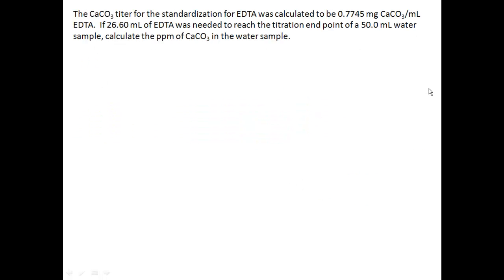Then once we had the titer, we took that, since that's a standardization of how much calcium carbonate per every milliliter EDTA, and we did that to an unknown sample of water to figure out the hardness. So we basically take our titer, which in this case we're saying it's 0.7745 milligrams of calcium carbonate per milliliter EDTA, so that was a calculation done before. Then we did that against our water, which took 26.60 milliliters of EDTA. Okay, we had a 50 milliliter water sample. I want to figure out the ppms of calcium carbonate.